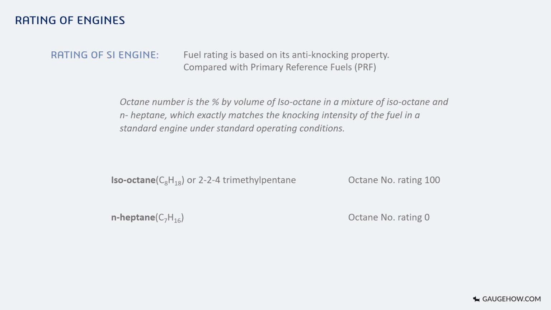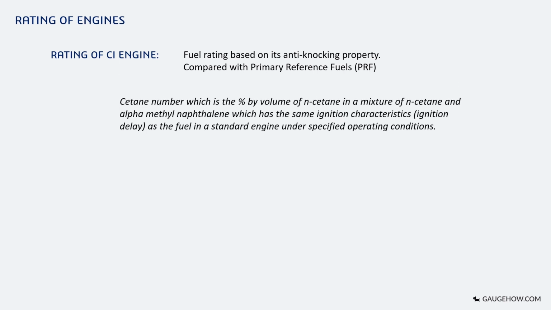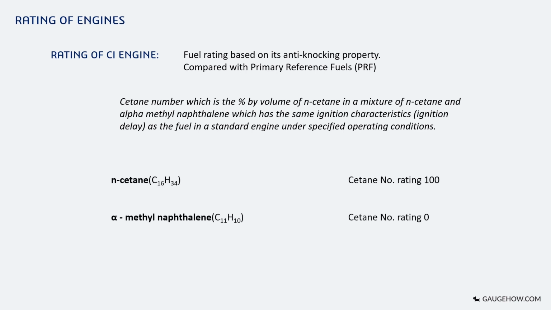In CI engines too, the knocking quality is rated by comparing with primary reference fuels. Here the fuel is rated by cetane number. Cetane number is the percentage by volume of n-cetane in a mixture of n-cetane and alpha-methyl naphthalene, which has the same ignition characteristics as the fuel in a standard engine under specified operating conditions. The first one is n-cetane with cetane number 100 and the second is alpha-methyl naphthalene with cetane number 0.